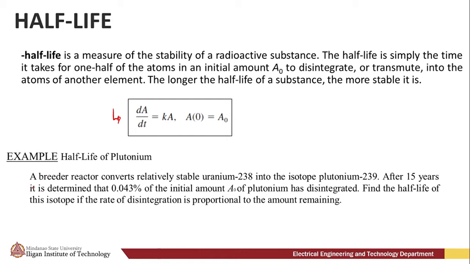A breeder reactor converts relatively stable uranium-238 into the isotope plutonium-239. After 15 years, it is determined that 0.043% of the initial amount A sub 0 of plutonium has disintegrated. Find the half-life of this isotope if the rate of disintegration is proportional to the amount remaining.